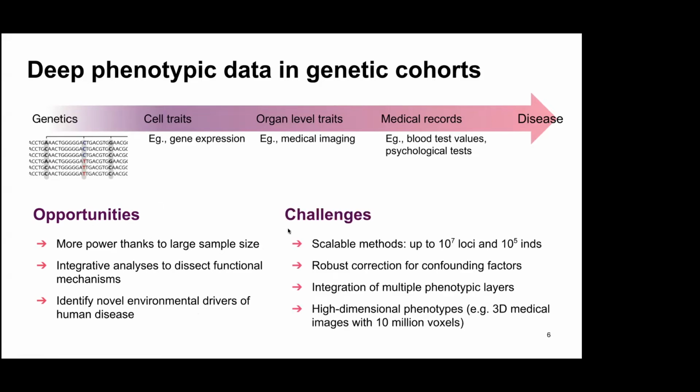We need scalable methods. Genetic data contain up to tens of millions of variants. And now we have cohorts in the order of magnitude of 10^5 individuals. We also have to correct robustly for confounding factors, because at those sample sizes, confounding factors such as population structure and family relatedness start playing a very important role. And we need robust correction for those.